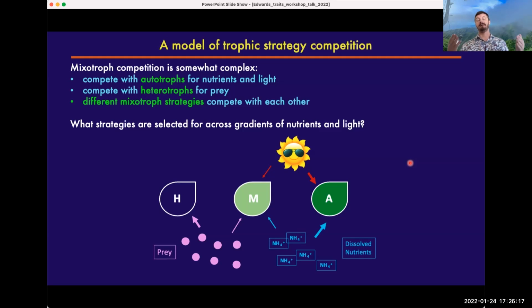And on top of that, it depends on how the trade-offs in the model work, which we have some data to constrain, but we still don't understand it that well. And on top of that, now we've got to think about the spectrum of mixotroph strategies and how they're competing with each other.